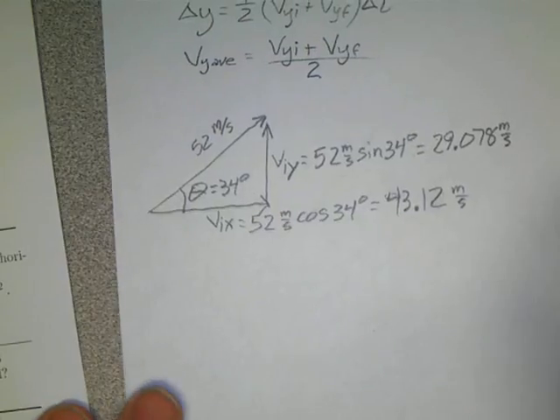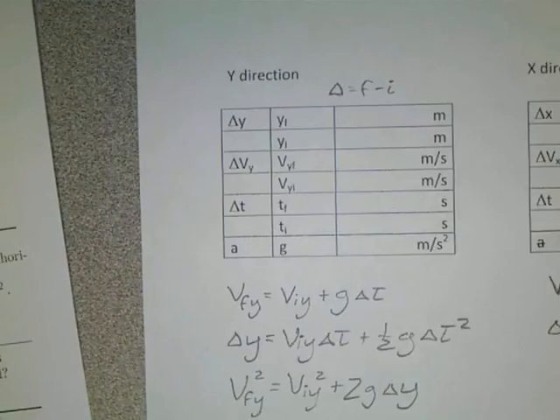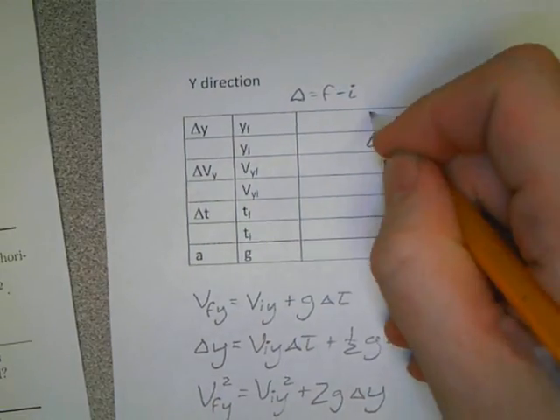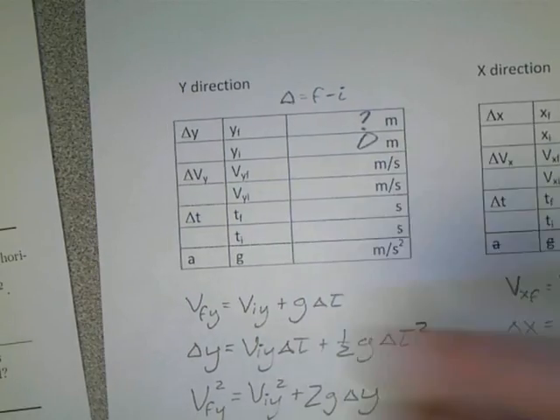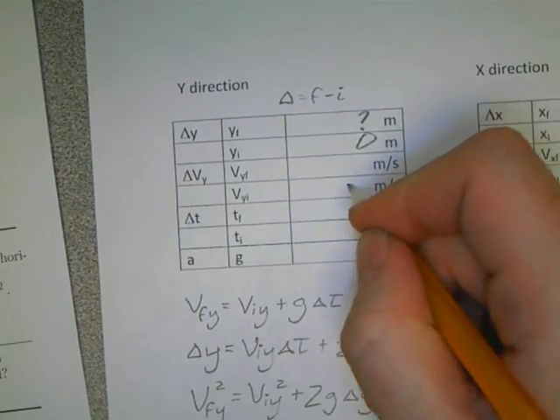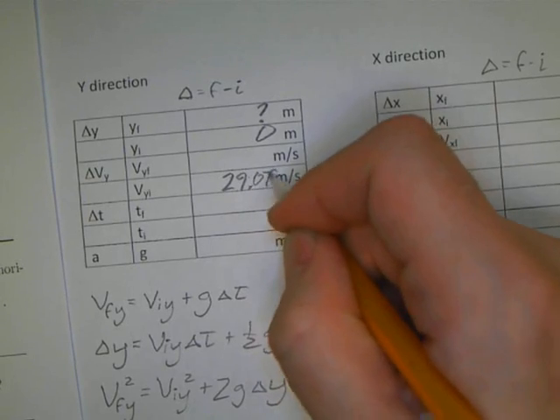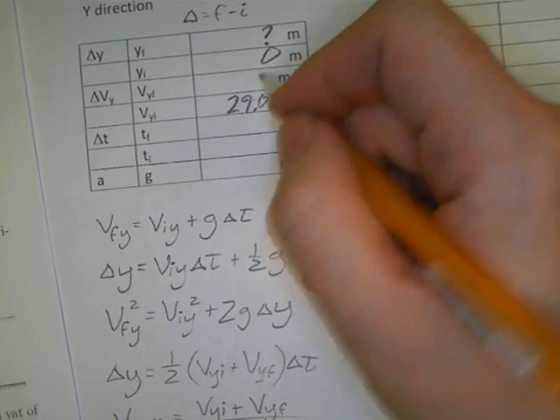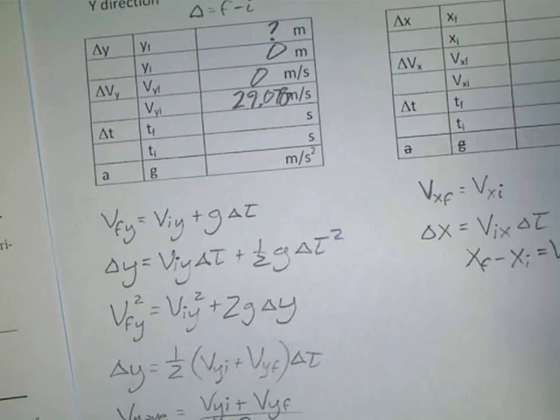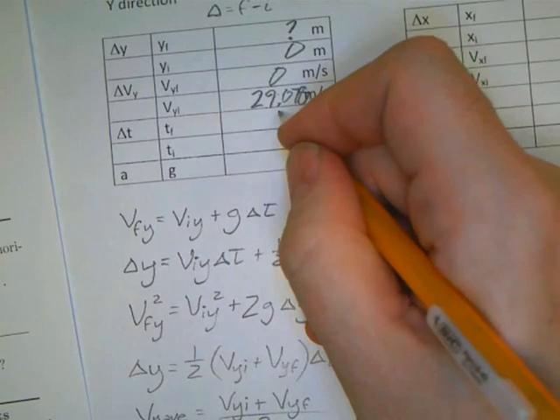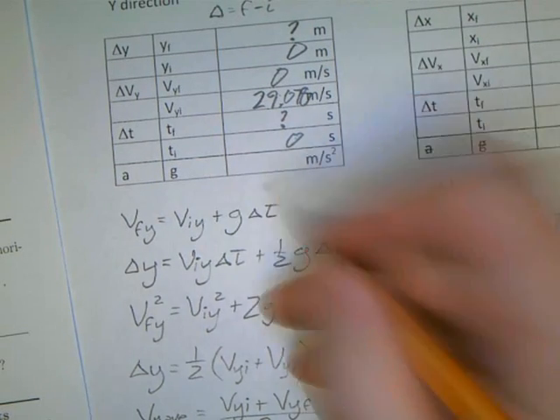So I'll start filling in my grid. I know that the starting vertical position is 0. I want to find out how high it goes. The starting initial speed in the vertical was my sine value down here, my VIY, so 29.078. And the final speed when it gets to the top is 0, at least vertically. Start the timer at 0, not sure how long it's going to take, and the gravity is 9.8.